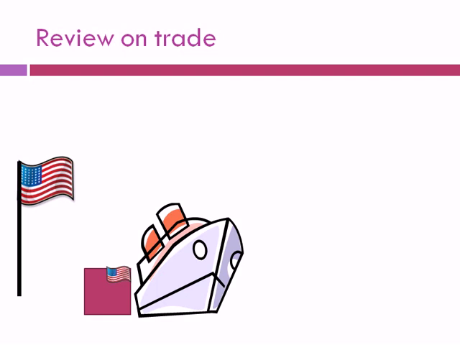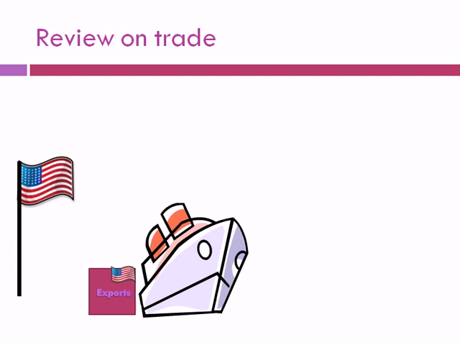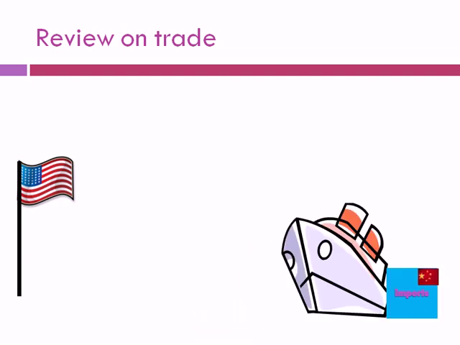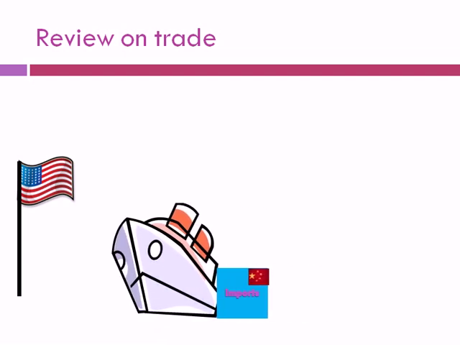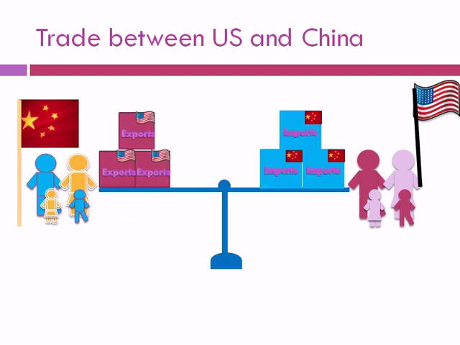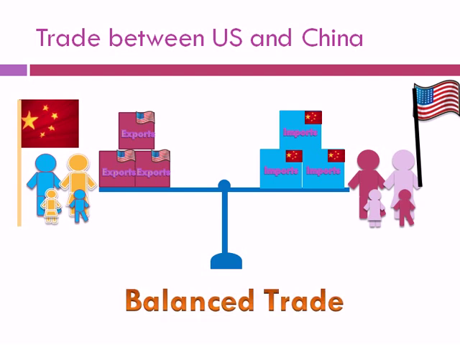What makes this story between China and the United States a little more interesting is their trade relationship. When the United States makes a good and sells it, it's called an export. On the other hand, when the United States buys a good from another nation, it's called an import. Trade is balanced between these two countries when Americans are buying the same amount of goods from the Chinese as Chinese people are buying from the United States. When this occurs, both sides are getting an equal amount of goods, and no side is indebted to the other.